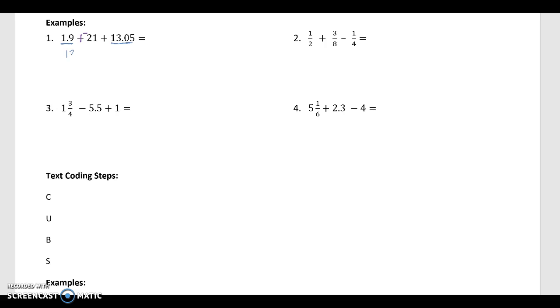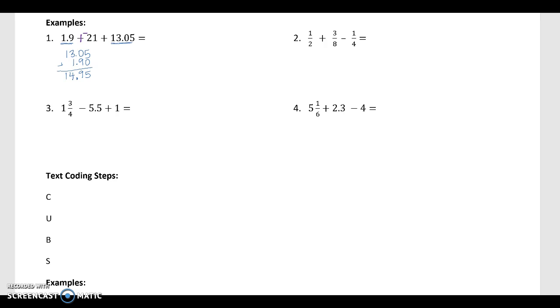So I'm going to start with 13.05. And then remember, when you're adding decimals, you must line up the decimal, 9. So I'm going to fill in a 0. 5 plus 0 is 5. 9 plus 0 is 9. 3 plus 1 is 4. 1 plus 0 is 1. And then bring down my decimal, okay?